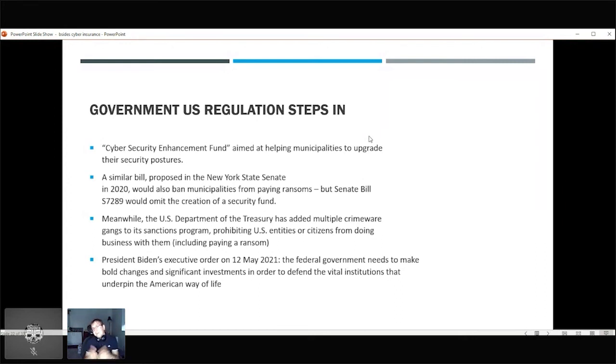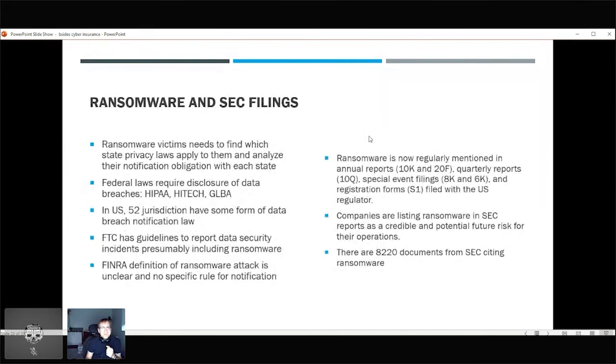This basically copies the same dynamic that happened in Italy for kidnappings of people, so it is a good way to step in. The other interesting thing is that in terms of ransomware attacks, there's not really a clear regulation in the US about what you should do. Every state has some sort of data breach notification law. There are some guidelines from the FTC and FINRA, but they don't describe exactly what you have to do in case of a ransomware attack.